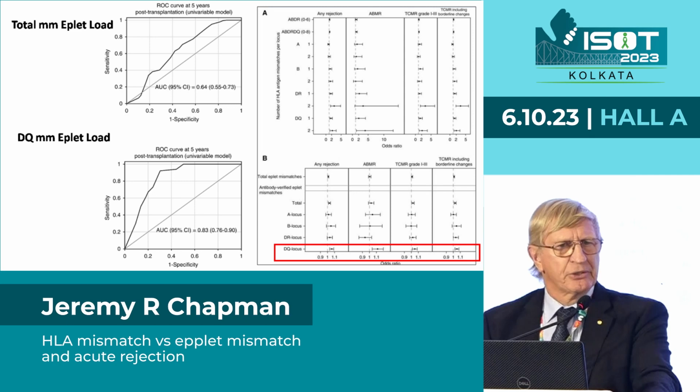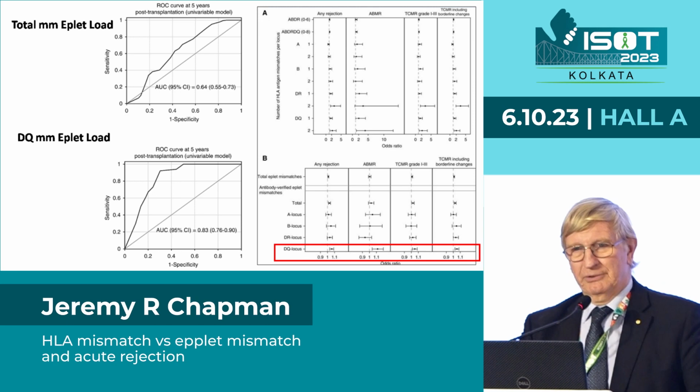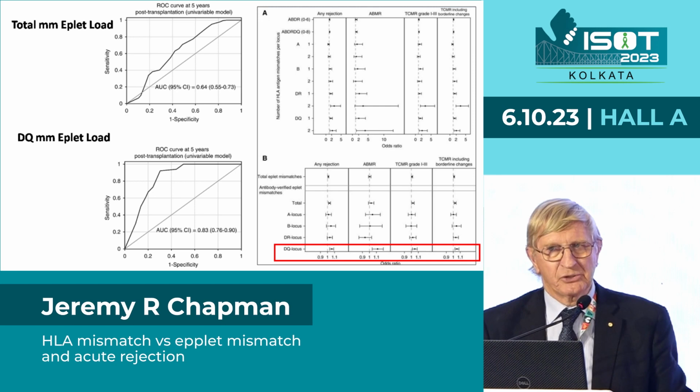Who's typing at high resolution for HLA-DQ in the room? Anybody? One? Two? So if you type both your donors and your recipients for HLA-DQ, then there's a kind of logic for you to look, if you've got a choice of donors, at the DQ mismatch load. If you haven't got a choice, you might look at your baseline immunosuppression and say, well, you're more at risk.